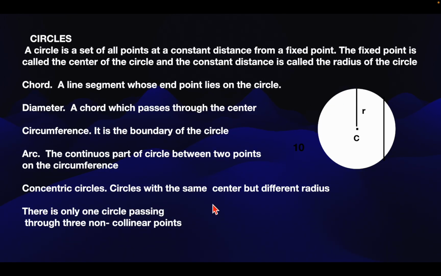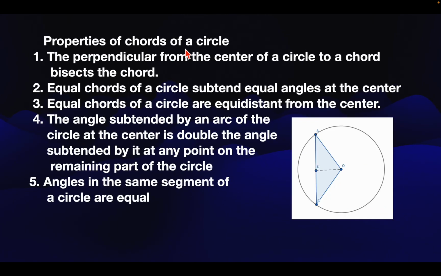Concentric circles are circles with the same center but different radius. So you can draw many circles with this center. They are all concentric circles. There is only one circle passing through 3 non-collinear points. Non-collinear points are points that will not lie on the same line, and we can draw a circle which passes through these 3 points.